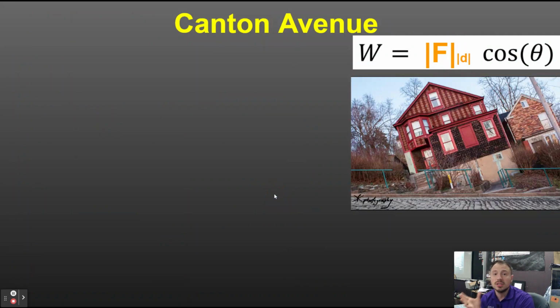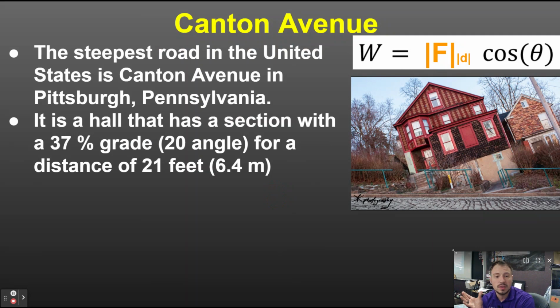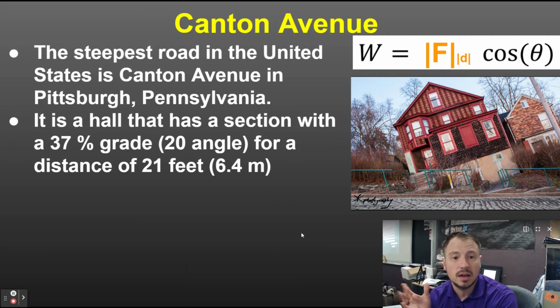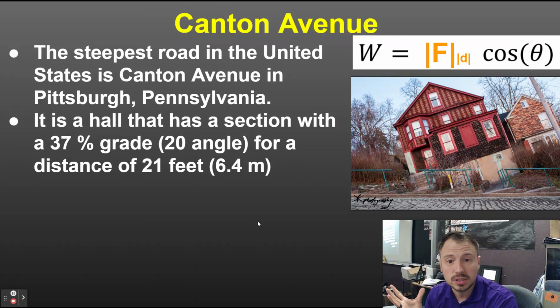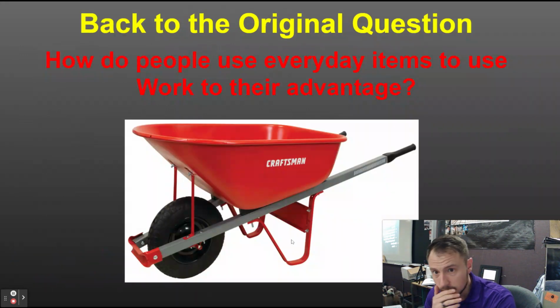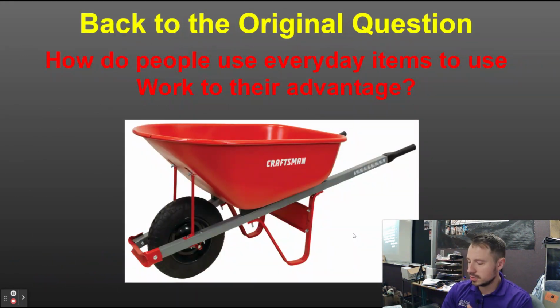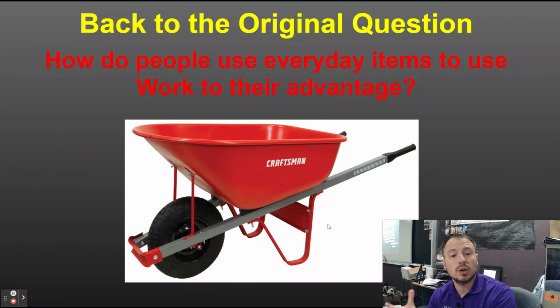Now, if we looked at the other side of the country at Canton Avenue, it's one of the steepest roads in America. Well, this is just, hey, I need to go up this hill straight directly up. That's a very small displacement going up that hill, so a large amount of force needs to be applied going up there. So this sort of leads into a good segue. How do people use everyday items to use work to their advantage?